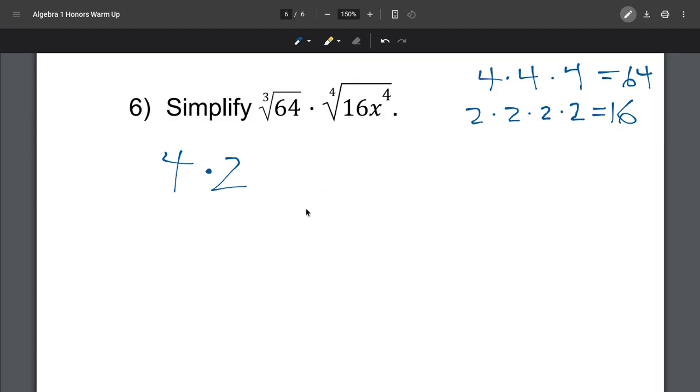And the fourth root of x to the fourth is just x. Again, take 4 x's, multiply them together, and you're going to get x to the fourth power. Again, if you're thinking this is x to the first, x to the first, x to the first, x to the first, add up the ones, you get 4. So 4 times 2 is 8. So my solution here is 8x for this last one.